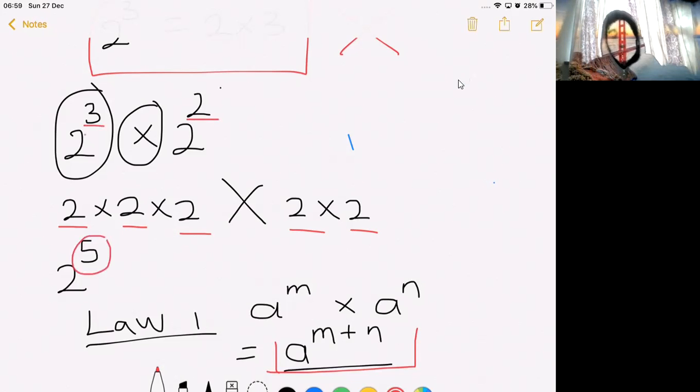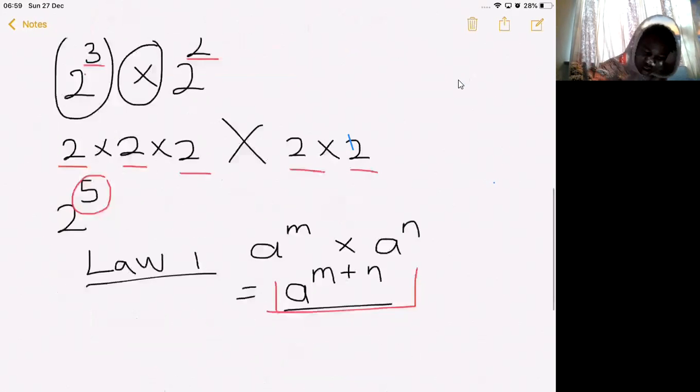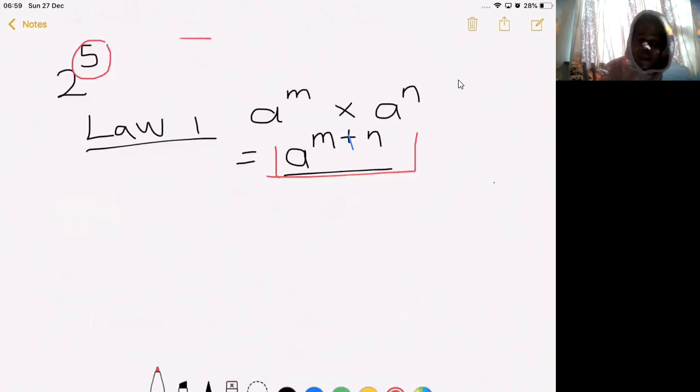So the rule here is that it only applies when the base is the same. When the base is the same and you are multiplying, you add the powers. A to the power of m multiplied by a to the power of n is equal to a to the power of m plus n. This rule only applies if the bases are the same. If the bases are not the same, the rule doesn't apply.